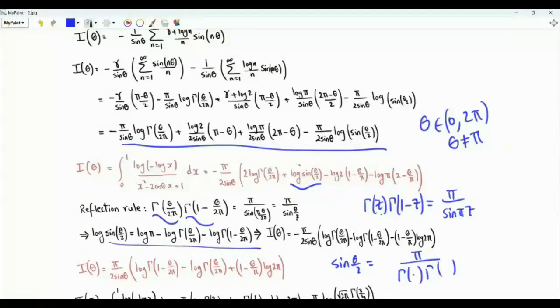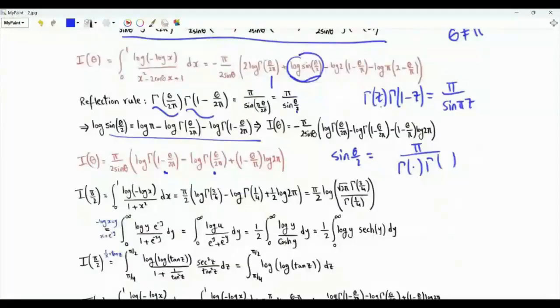We can use this expression here to rewrite this term and get two gamma functions, one of them evaluated at theta over 2 pi and the other evaluated at 1 minus theta over 2 pi. The first special case, what if theta is equal to pi over 2? Recall that in the denominator we had 1 minus 2x cosine theta plus x squared. If theta is pi over 2, this term is equal to 0, and we have 1 plus x squared in the denominator. So what is this integral here? I of pi over 2.